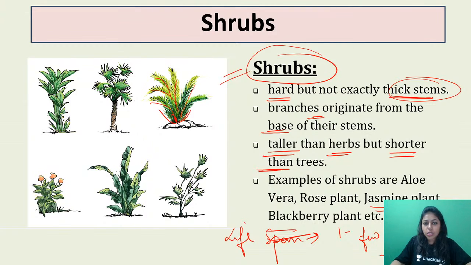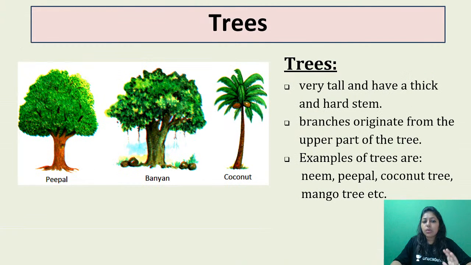Now let's move on to trees. What are trees? Trees are very tall. They are much taller than even you people. They are very, very tall and they have a thick and hard stem. You can look at this, the thickness of stems, and they are really very tall.